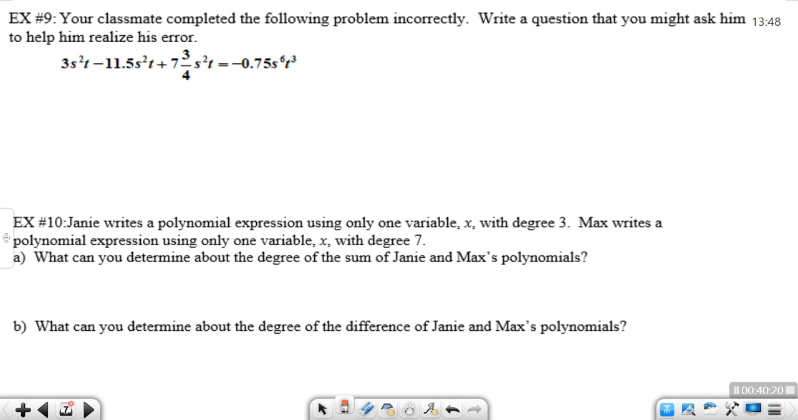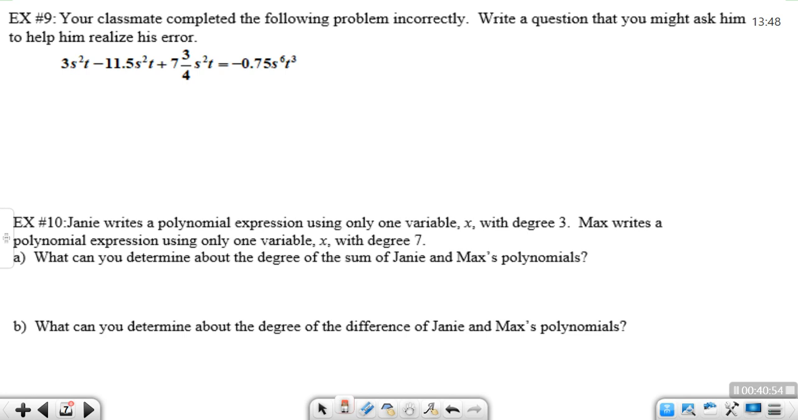So, we've got 3s squared t minus 11.5 s squared t plus 7 3/4 s squared t, and that is apparently equal to negative 0.75 s to the 6th t cubed. Now, the problem is telling us that our classmate has made an error, so our first thing should be to determine the error that was made.